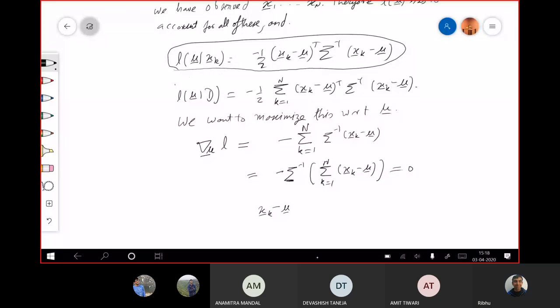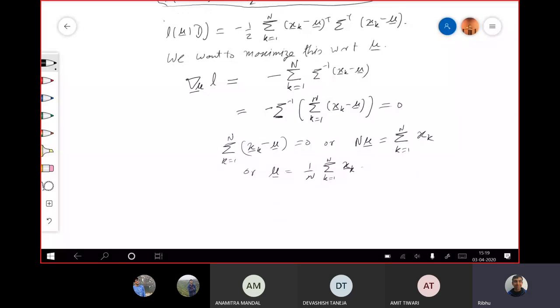Now, another thing is that we want to know whether this is the maximum or the minimum, because we want the estimate to maximize the likelihood function. So I take the Hessian, del square mu of L. This becomes simply minus summation k equal to 1 to n sigma inverse, equals minus n sigma inverse. So now we know that from the properties of multivariate Gaussian random variables, I'll write this.